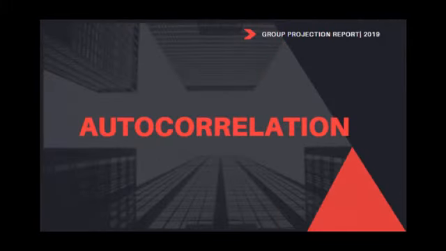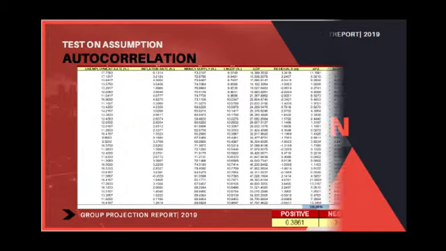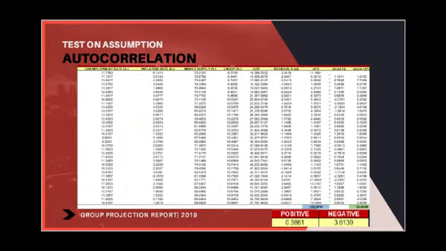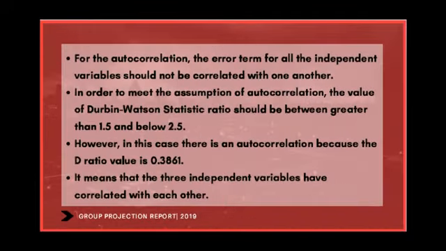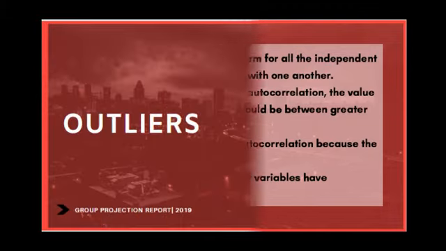Lastly, for the autocorrelation, it means that the error terms for all the independent variables should not be correlated with one another. In order to meet the assumption of no autocorrelation, the value of the Durbin-Watson statistic should be greater than 1.5 and below 2.5. However, in this case, there is an autocorrelation because the Durbin-Watson statistic value is 0.3861, which is below 1.5. It means that the three independent variables are correlated with each other.